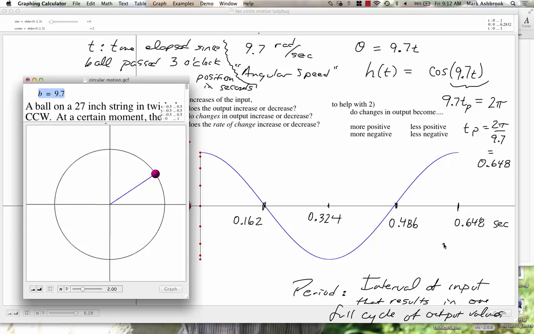Okay, any questions? That's kind of an overview of where we left off last time. Anybody have a question? Yes, sir? If you were to ever just ask us to find the period, would you want it in a decimal value, or would you want it in a value like 2 pi over 9.7? Okay, good question. There are advantages and disadvantages to both.